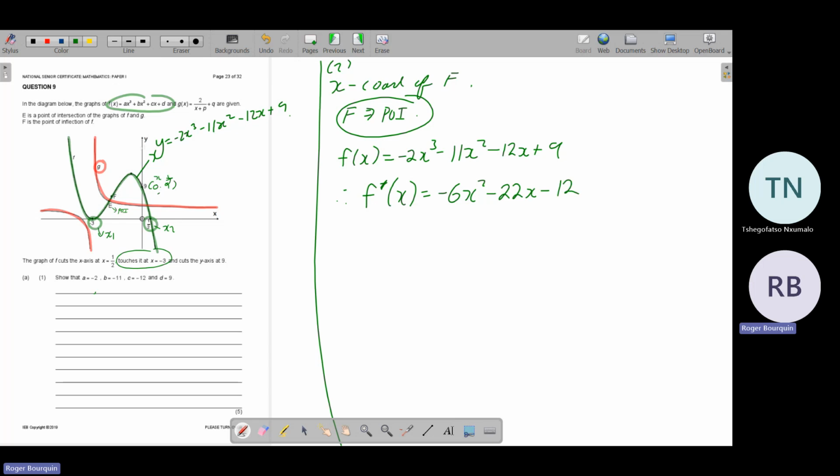I would leave them as fractions, but on my graph I would write them as decimals to see if they make sense.